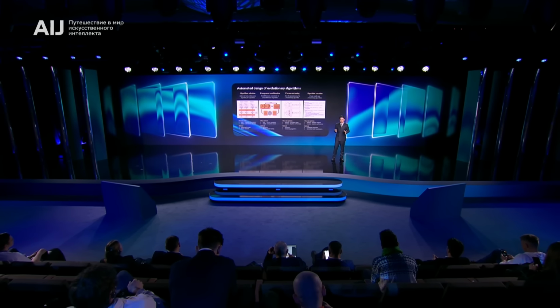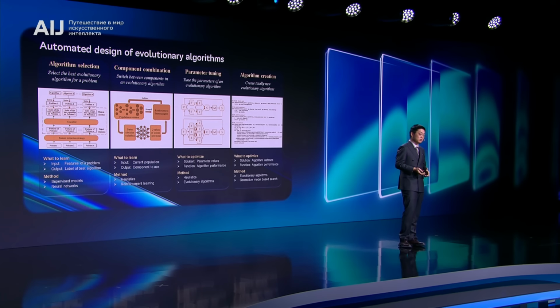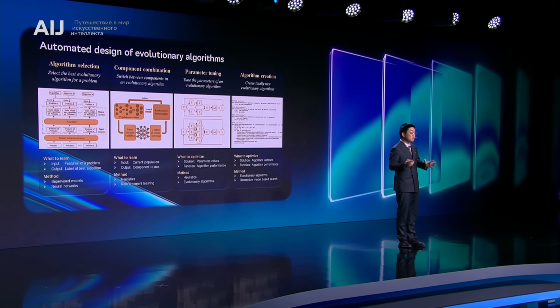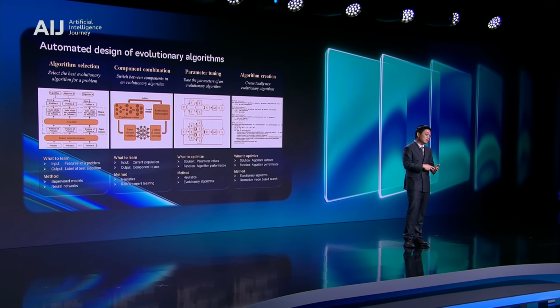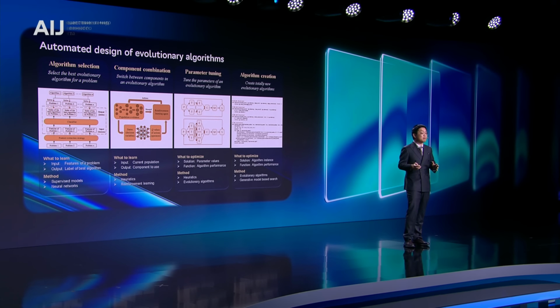The first two tasks, algorithm selection and component combination, are in fact learning problems. They in fact aim to learn the mappings between the best components and the problem features. Therefore, they can be handled by existing learning algorithms, for example, supervised learning and reinforcement learning based on neural networks.